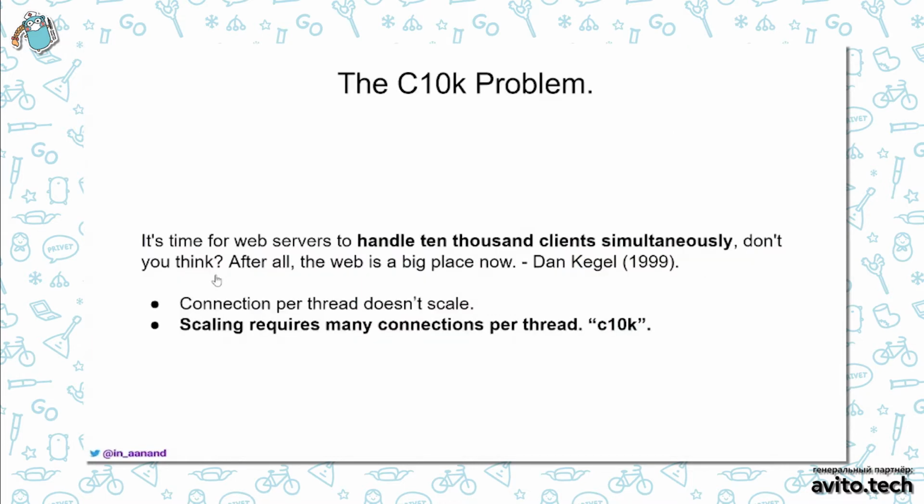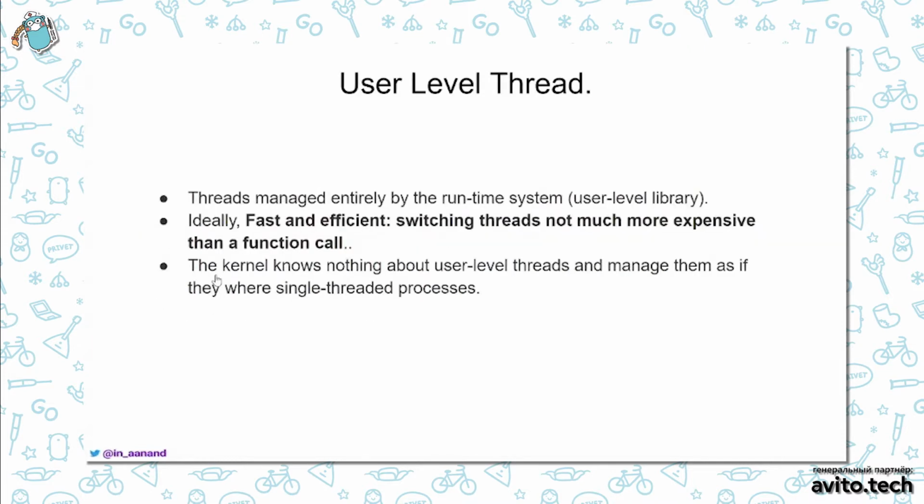But then the multi-threaded problem appeared, the C10K problem being the major one, which basically asks how do you handle 10,000 clients simultaneously? Connection per thread does not scale, as the computer will spend a lot of time in context switches rather than doing real work. So we needed something that can make our concurrency cheaper without suffering from too much overhead.